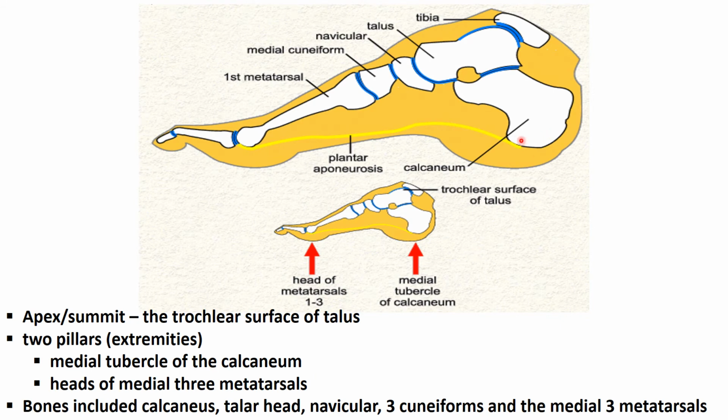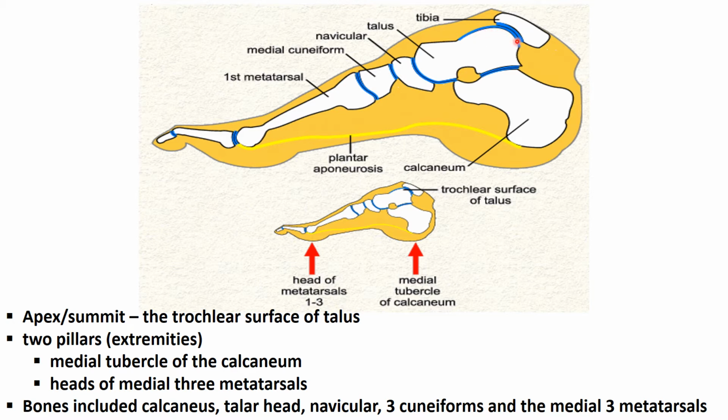So the medial longitudinal arch is the arch portion between the proximally placed calcaneus and the distally placed heads of the medial three metatarsals. The bones that it includes are the calcaneus, which is the heel bone, then the head of the talus, navicular, three cuneiforms, medial, intermediate and lateral, and the medial three metatarsals.